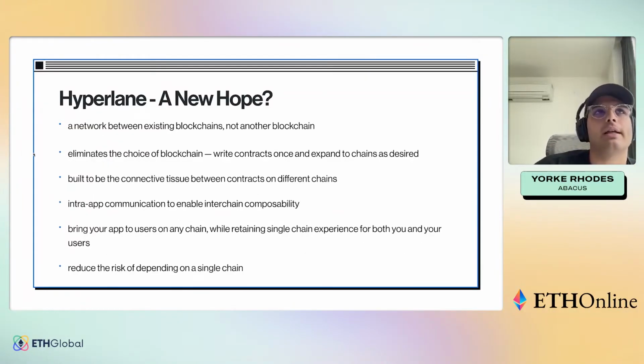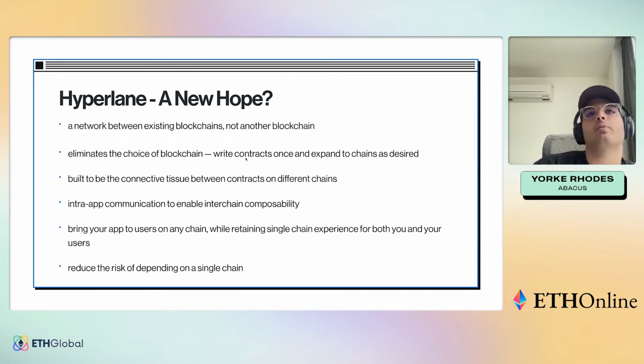Hyperlane is a network that exists between blockchains rather than being a new blockchain. We're not trying to make the decision harder. We're actually trying to eliminate this choice for developers of which blockchain they want to have fealty to. You can think of it as having blockchain agnosticism as an application developer.